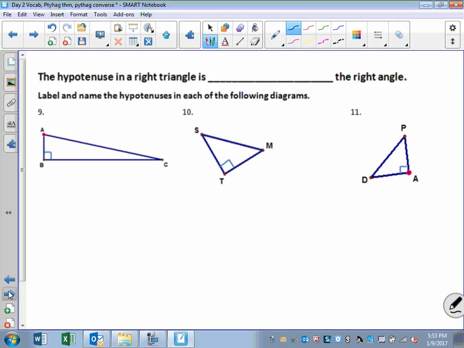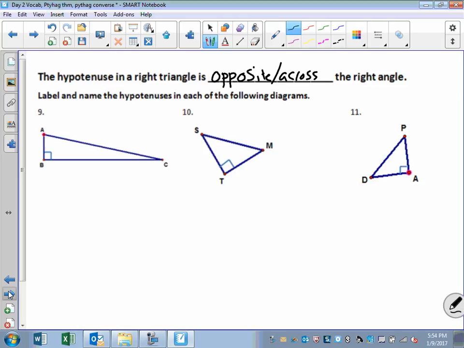So now we're going to be talking about the Pythagorean theorem. So the first thing we need to do is talk about our radicals. Our hypotenuse. So the hypotenuse in a right triangle, as we talked about in the first lesson, is always opposite, across, whichever word is better for you, from the right angle. Okay?